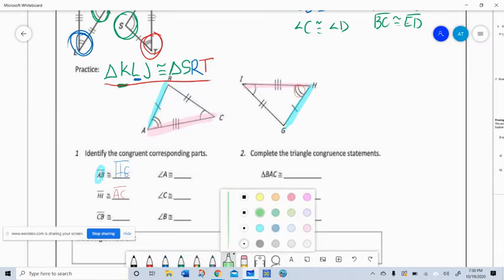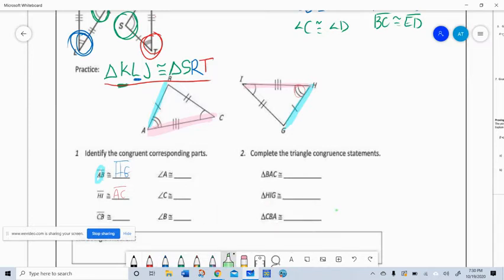And then last, we've got CB. So CB is obviously going to be this side. And the sides that are congruent there would be I and G. So C started with 1 line, so I'm going to start at I. And I'm going to go to G.